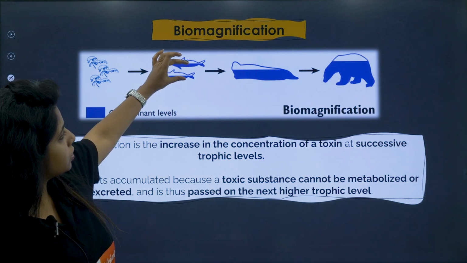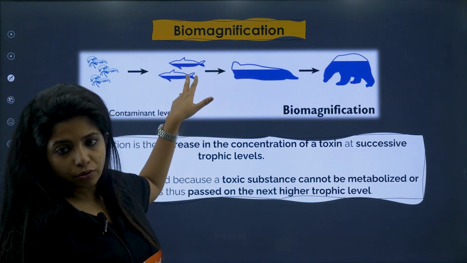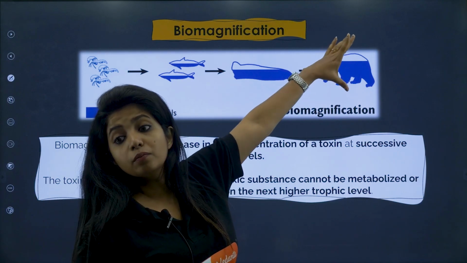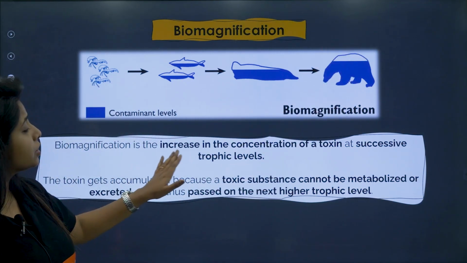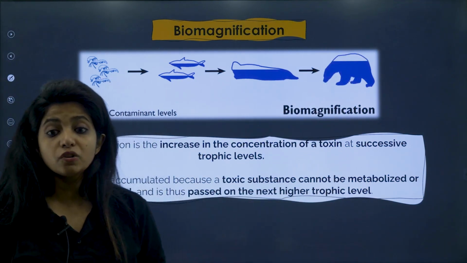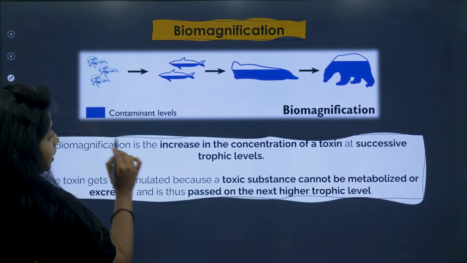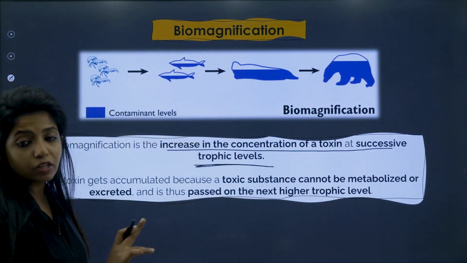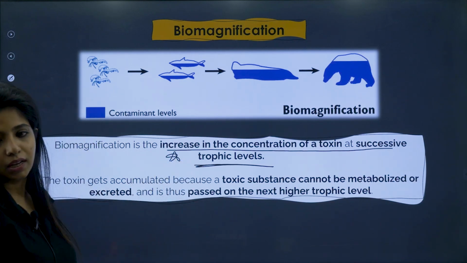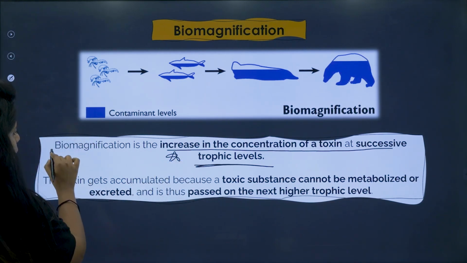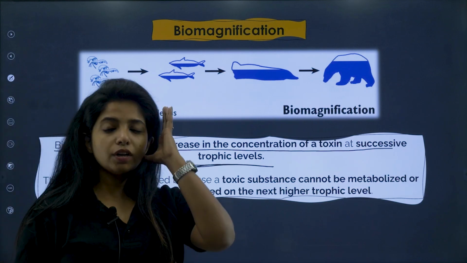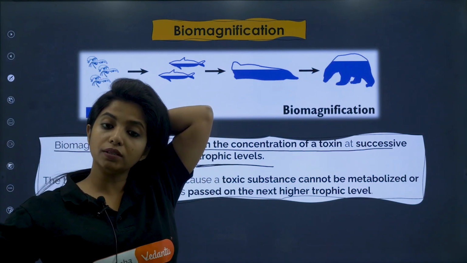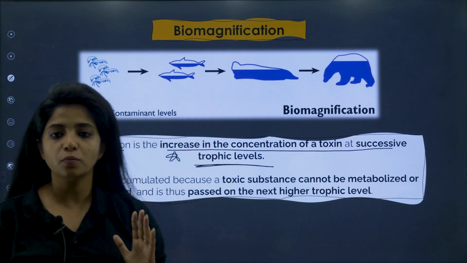So, over here you have the contamination level. You see there are 2 of them, then this organism is going to eat this, so it gets more. Over here you see this polar bear is going to eat this, so it will have the most amount of it. So, biomagnification is the increase in the concentration of a toxin. Please remember, it's a very important question. It is the increase in the concentration of a toxin at successive trophic levels. Always remember, if the term increase comes, then you are asked about biomagnification. If they are asking what this process is known as, where there is an increase in concentration of some chemical throughout the successive trophic levels, that means you are talking about biomagnification.